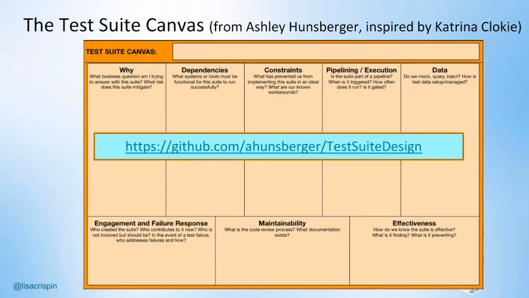And then test data, I talked about that, how we set it up for each test or each test suite. And the engagement and failure response, that's really important. That's why I was talking about the alert fatigue: are the right people being notified, and is it actionable? Are people really taking action on it? Or maybe we're notifying the wrong people, and that's why it's not getting addressed.